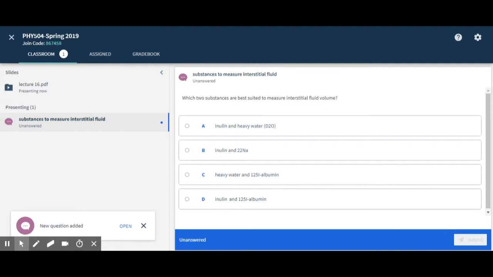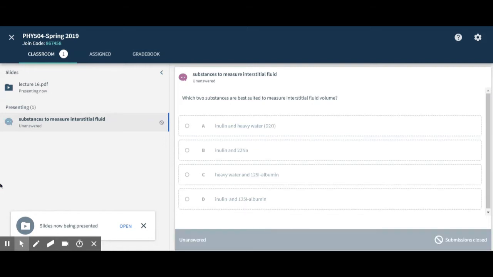Okay. Couple more seconds. All right, so how do we measure interstitial specifically? Extracellular minus plasma. Okay? So here's what we got.